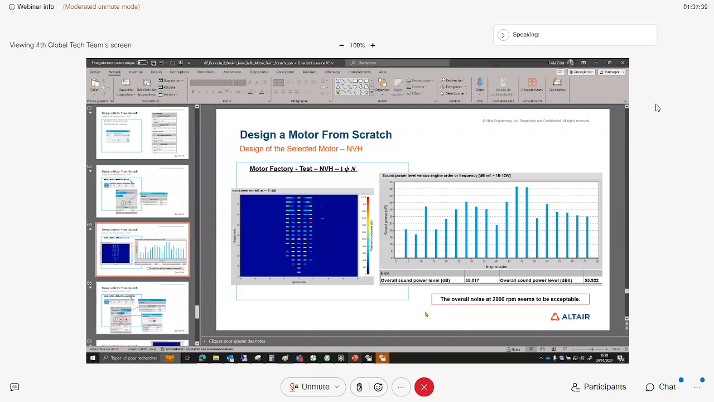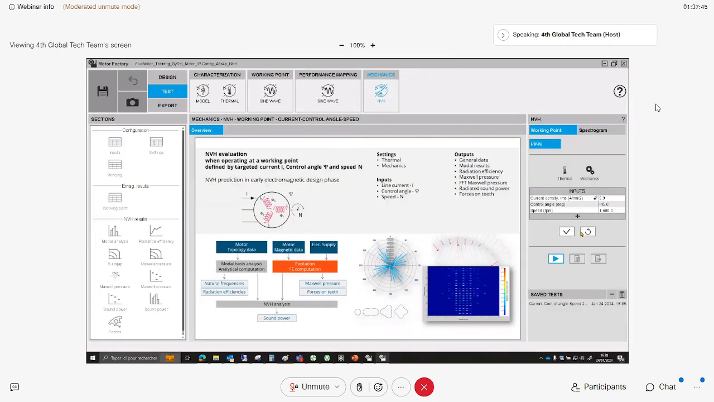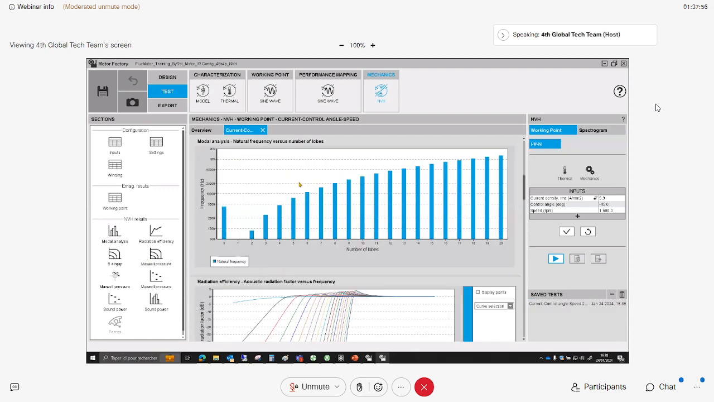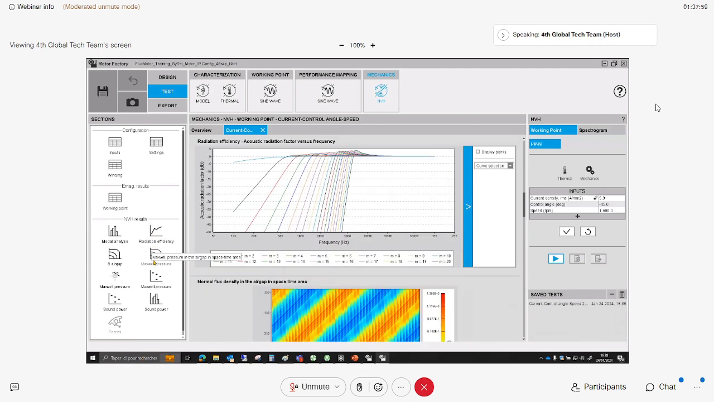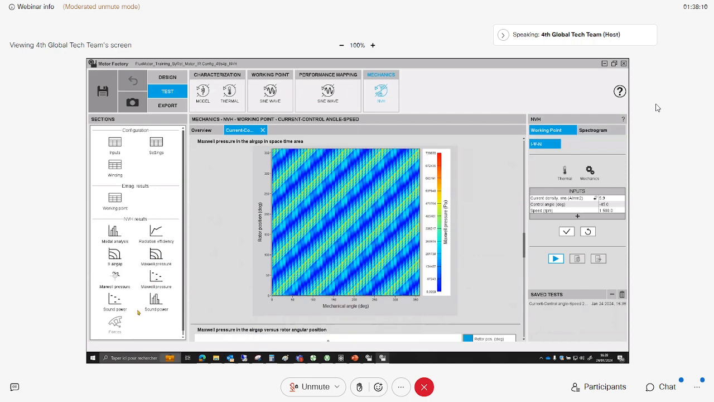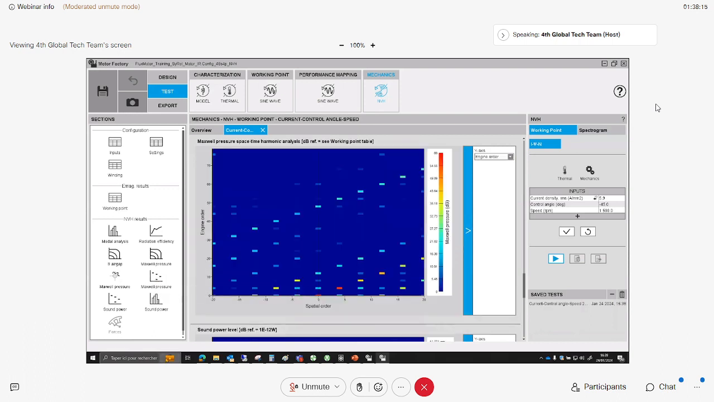And then you will access all these results. Let me show them. So, natural frequencies, the radiation efficiency, this is something computed analytically. This is something we computed through Flux 2D, which is the finite element computation, Maxwell pressure as well. This is another view of the Maxwell pressure. This is a WFFT of the Maxwell pressure.